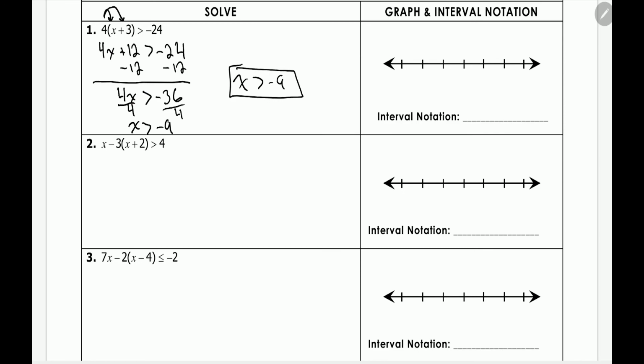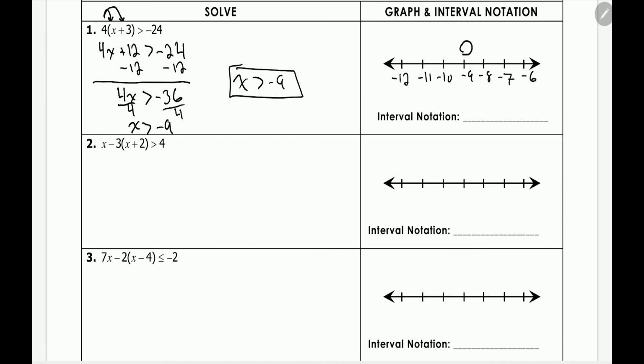Okay, so on our graph, let's start from negative 12 and go to negative 6. So we have negative 12, negative 11, negative 10, negative 9, negative 8, negative 7, and negative 6. If you remember this, we have an open or closed circle, and then we either go left or right. With a greater than symbol, we have an open circle at negative 9. So that's what I'm going to put. Open circle at negative 9.